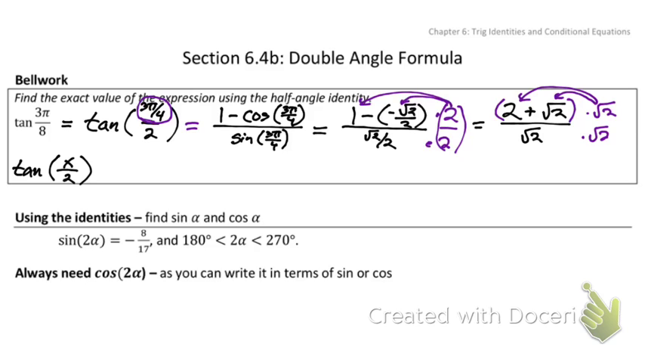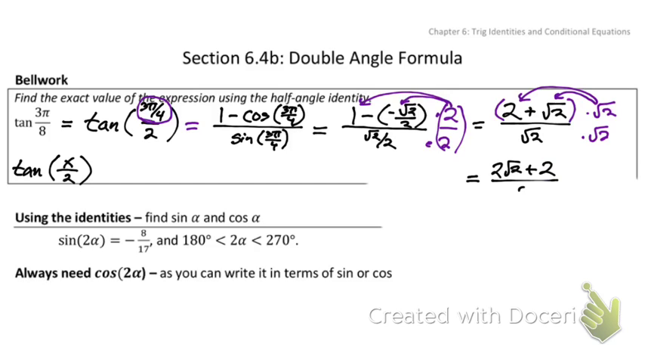I'm going to run out of room, so I'm going to clear this space for me. Oh, that's nice. That's going to equal 2 square root of 2 plus 2 all over 2. People on the test lost their minds over this fraction.